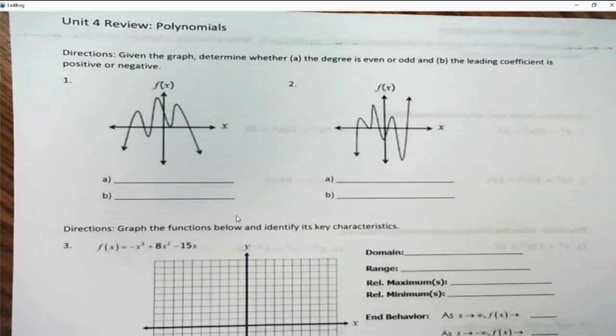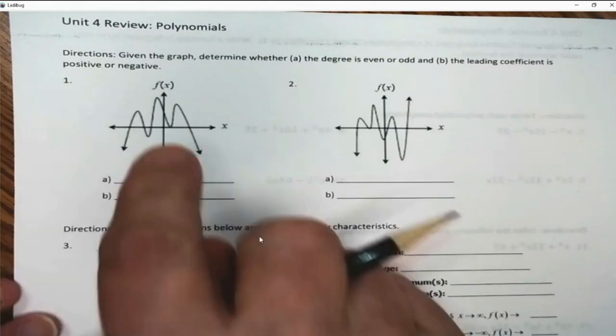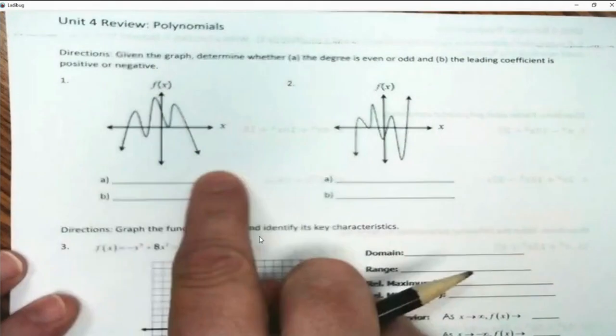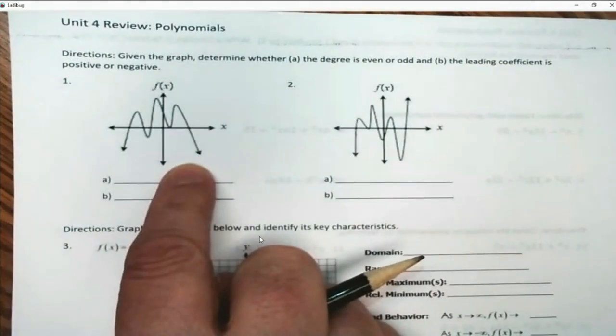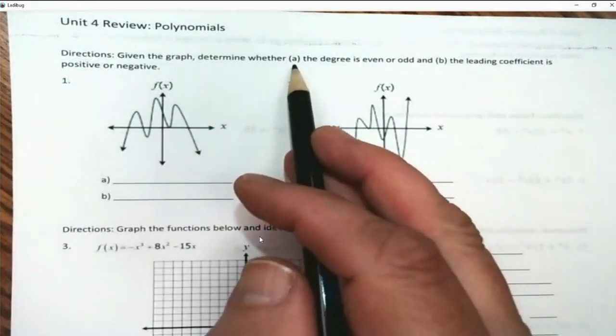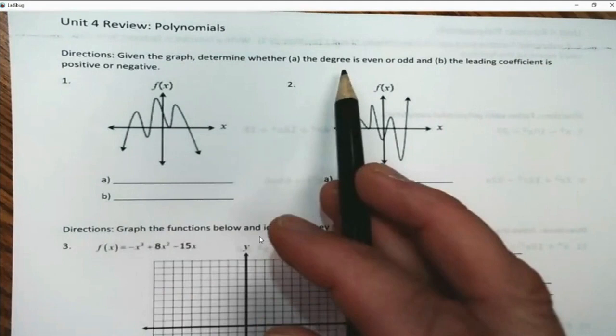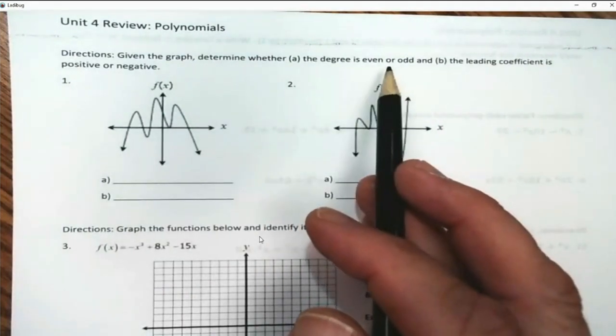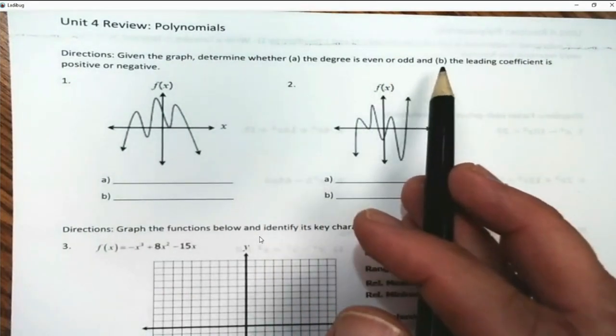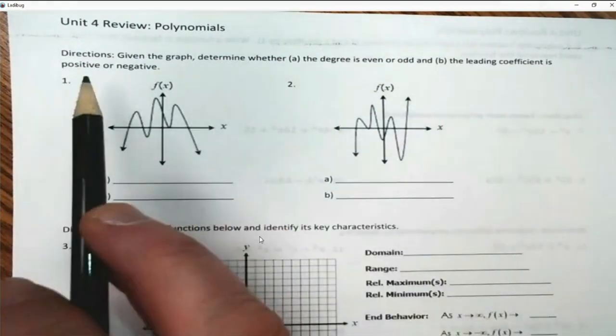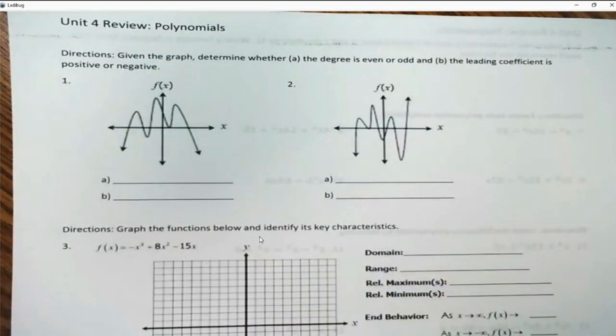All right. Let's look at the review. So the review starts out with a couple of these. Given the graph, you don't have the equation, you just have the graph. Determine whether this is A, that's the A spot: is this an even or an odd degree function? And B, is the leading coefficient positive or negative? All right, so we should be able to easily determine that with a graph.